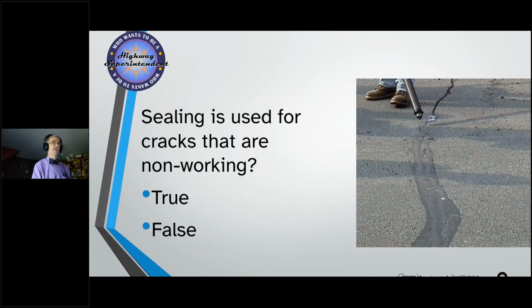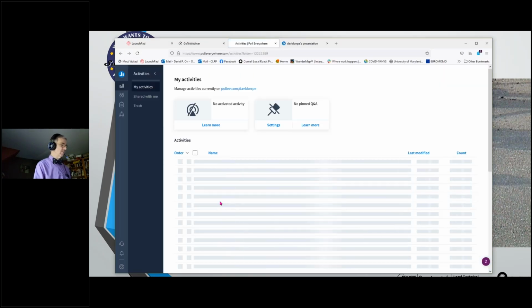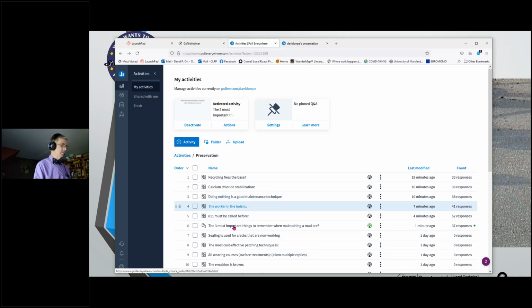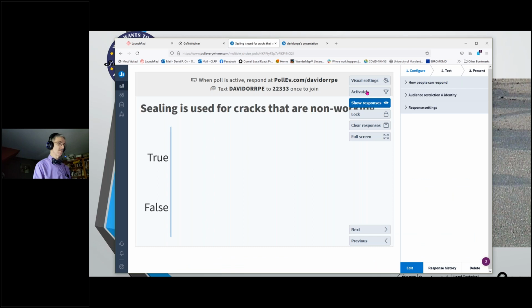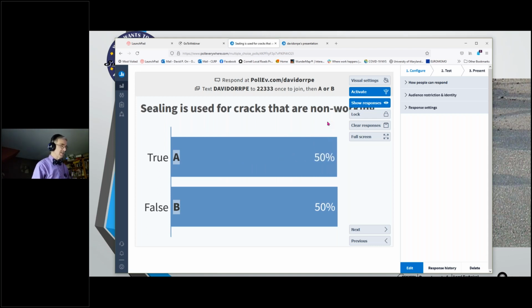Sealing. Okay, definitely a preservation technique. Sealing is used for cracks that are non-working. Is that true or is that false? And again, I'll bring up our friend Poll Everywhere. And I'll activate it. And there you go. Sealing is used for cracks that are non-working. Wow, it's almost a 50-50 split.